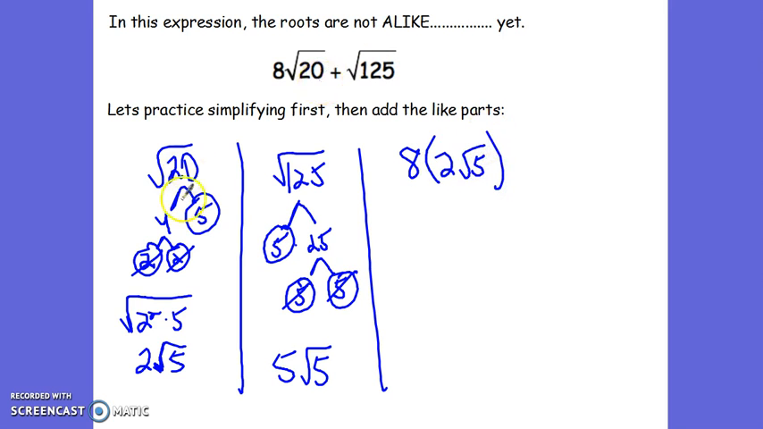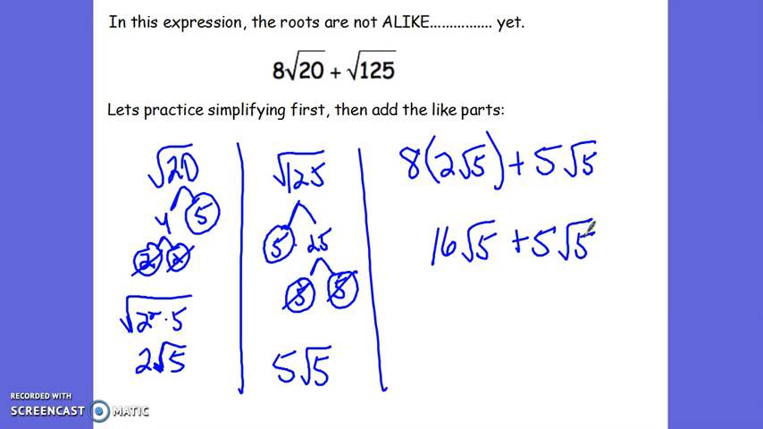Well, if we go back to our example then, we've got 8 times 2 root 5, because that's essentially what root 20 was equal to, right? 2 root 5, plus root 125 became 5 square root of 5. Well, simplify the first a little bit. We've got 8 times 2 becomes a 16, multiplied on the outside of that root, plus 5 the square root of 5. And now that we've got those like roots again, we can add the coefficients. I have 16 root 5s plus 5 root 5s, which makes for 21 square root of 5s.